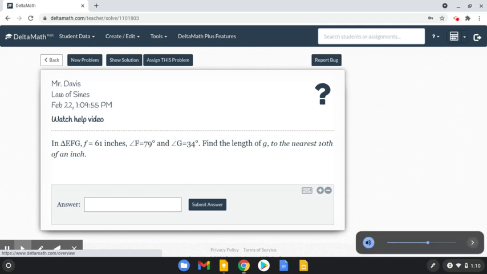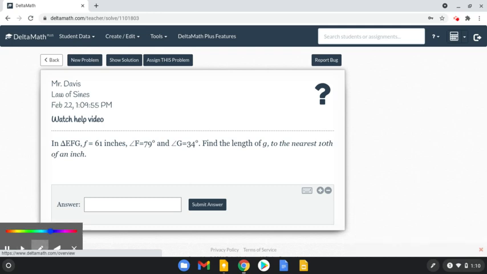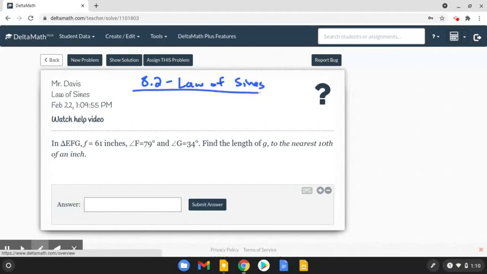Hey everyone, in this video we're going to be focusing on section 8.2 in your textbook and looking at the law of sines. You may have seen this possibly in geometry back in the day if you have some recollection of it. The law of sines is a way that we're going to be solving triangles, and in particular triangles that are not necessarily right triangles.